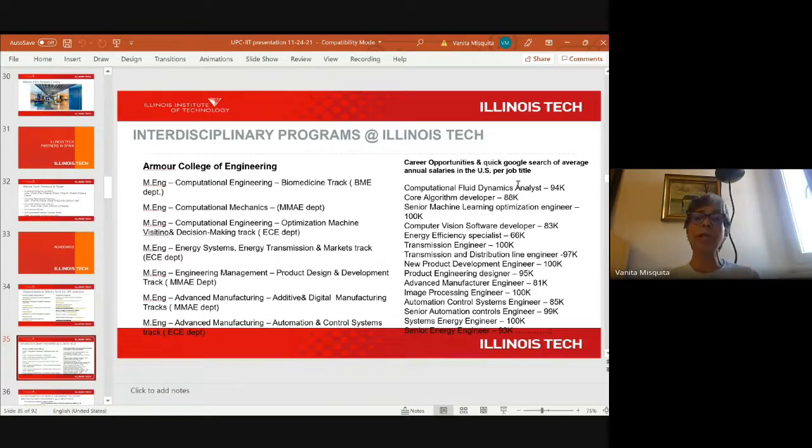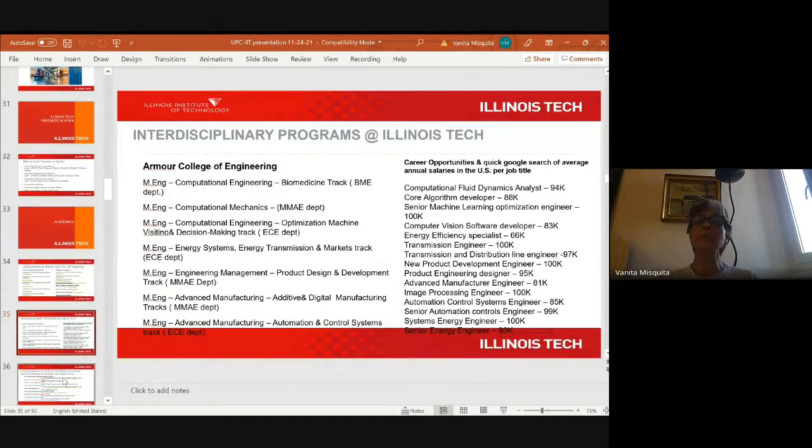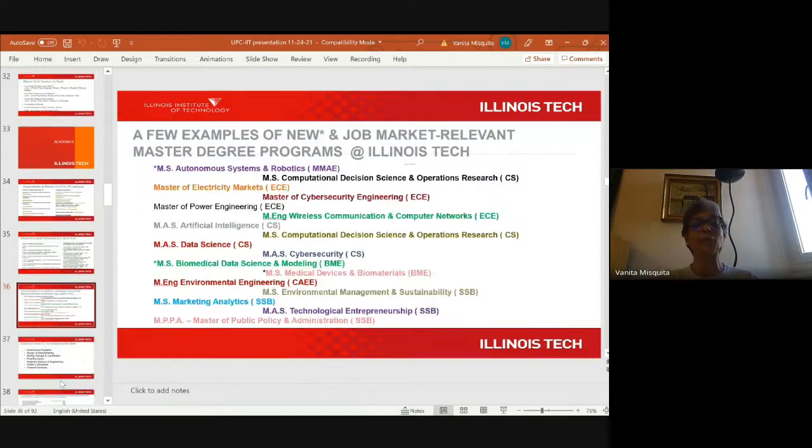Again, it's not a scientific way because a quick Google search did not tell me whether the salary is for people who've just graduated or how many years of experience are required, etc. But it was more to get an idea of what the salaries are in the United States, which I think could be of help to you because you will be spending some money to fund your master's degree at Illinois Tech.